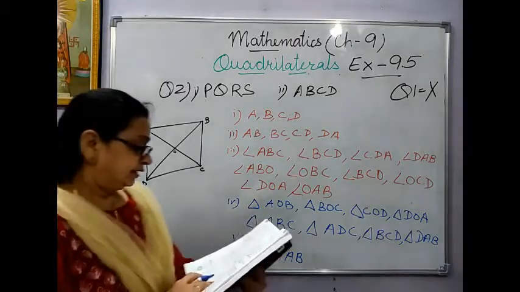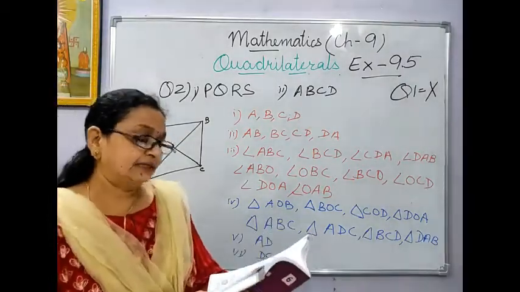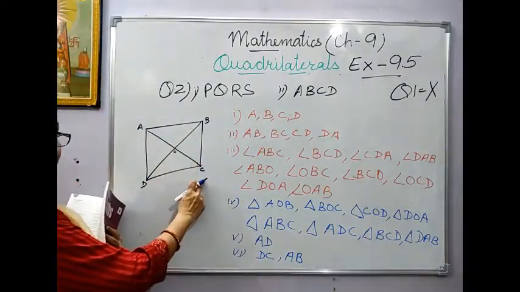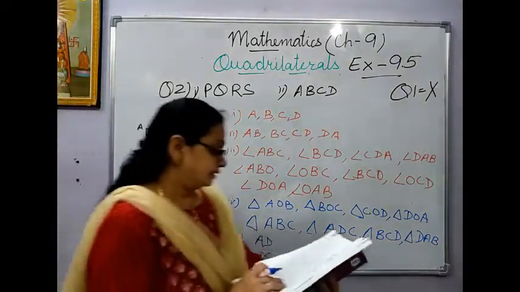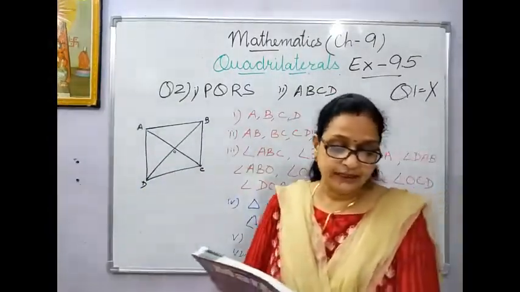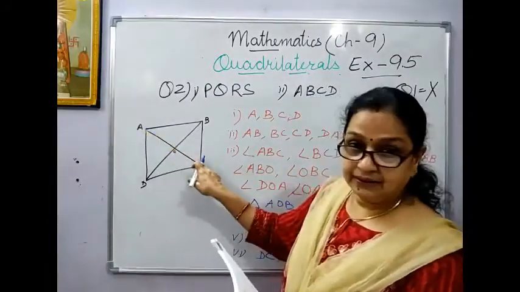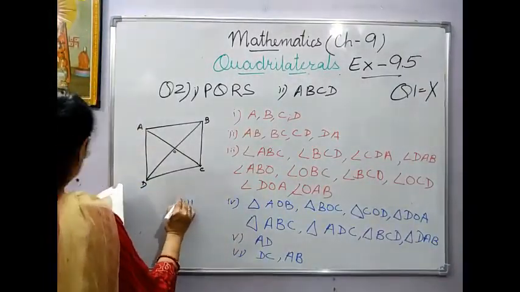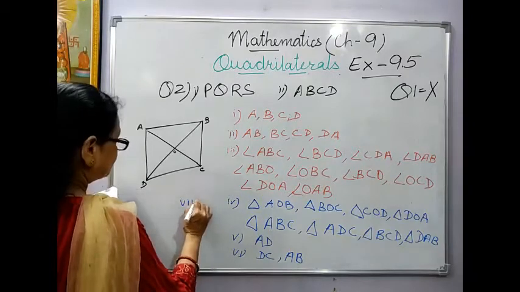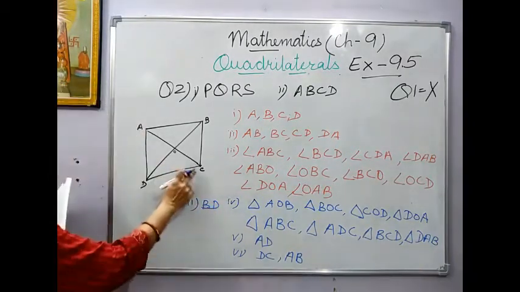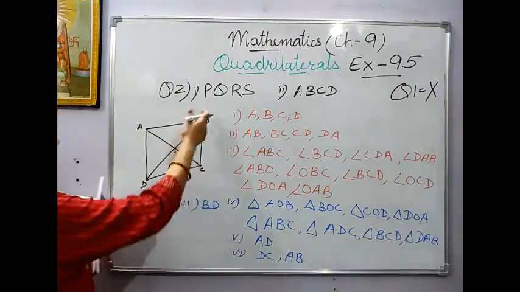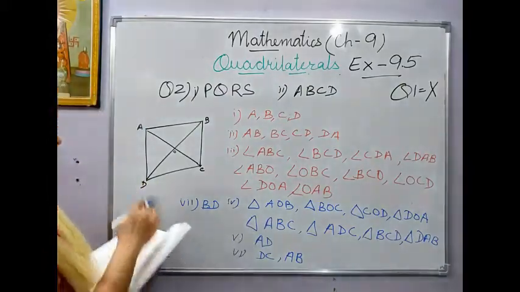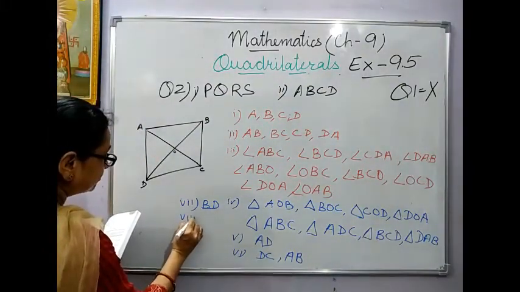Hope this is clear. Then diagonal joining the vertices other than AC. See children, I have told you the line which joins the opposite vertices is called the diagonal. Now they have said that you have to find the other diagonal other than AC. One is this. What is the other? It is DB or BD we can say. This is the seventh one. One is AC, the other one is BD. Then the point which is interior of the quadrilateral. Interior is O. So this is your eighth one.